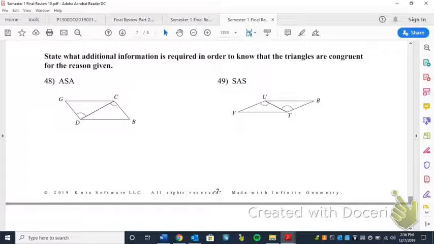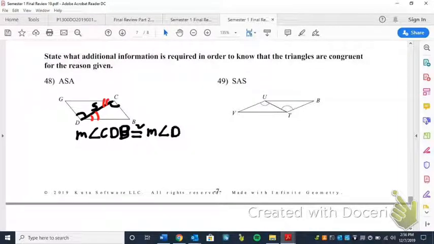But here it says, what additional information do we need for these? So 48 says angle, side angle. So we know that we have our angle right here with a side, and we need to know what additional information we need. Well, for angle, side angle, we need the side to be between the two angles. So we actually need this angle right here to be congruent to that angle right there. If we had that information, they'd be congruent. So we're going to say that the measure of angle GDC is equal to CDD.